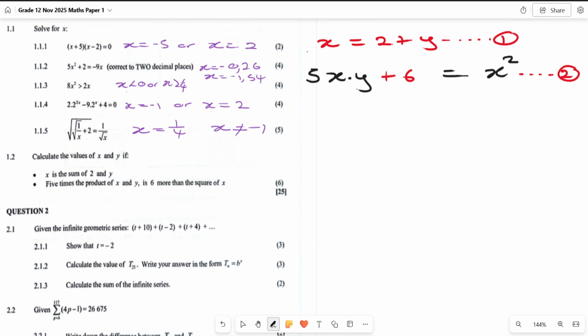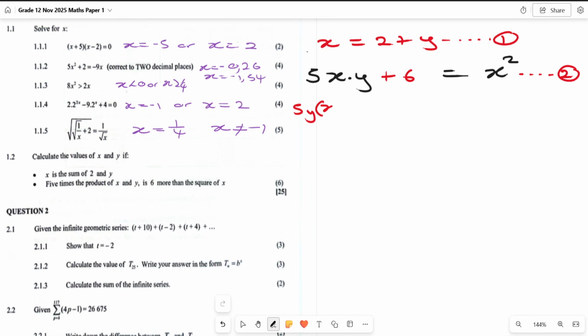Right, now we need to do the interesting or boring part, the fun part, let's say. Okay, guys, what we needed to do was just to substitute equation 1 into equation 2. So we have 5, our x, okay, let me write y first.